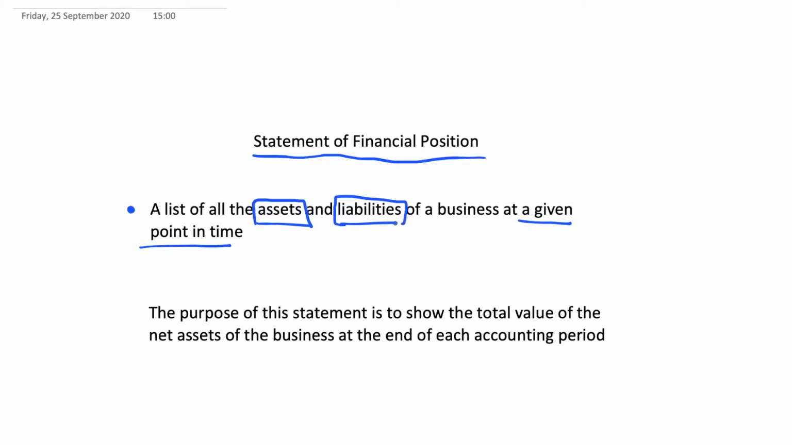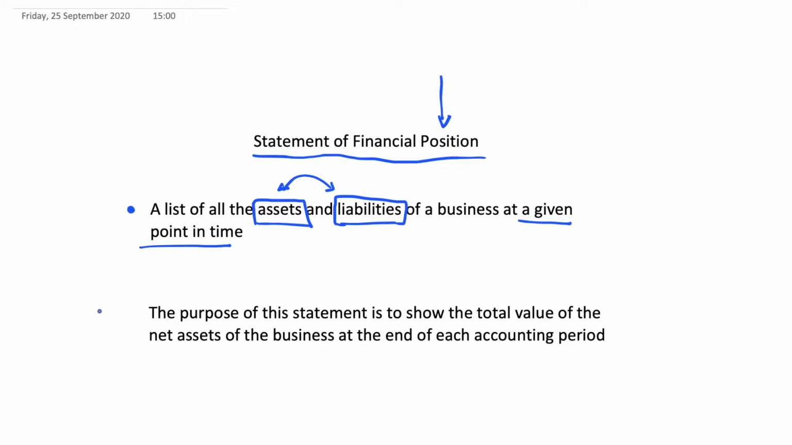So I've underlined the key words we're looking at there, so we only care about the assets and liabilities of a business, but perhaps even more importantly, we need to remember that we are looking at a given point in time. When we look at some of the other financial statements that a business will produce, we will notice that some of them are recorded over a period of time, and often we see that they're recorded over the period of a year or 12 months. However, a statement of financial position is giving us a sort of snapshot of the current position of a business. So it is saying what the assets and liabilities are at one point in time.